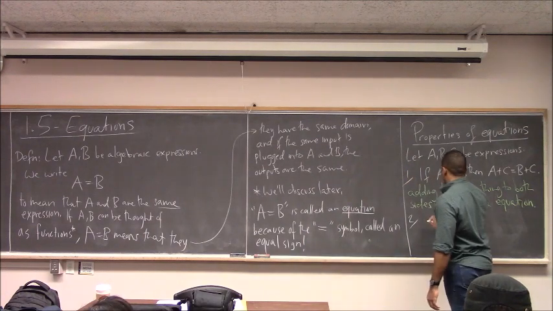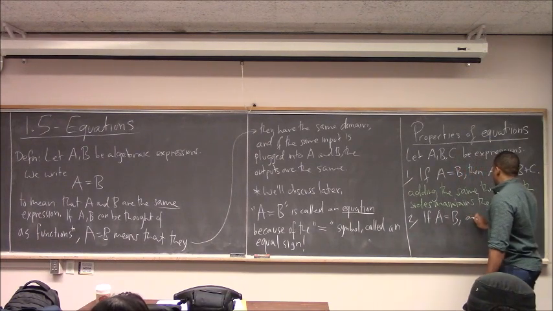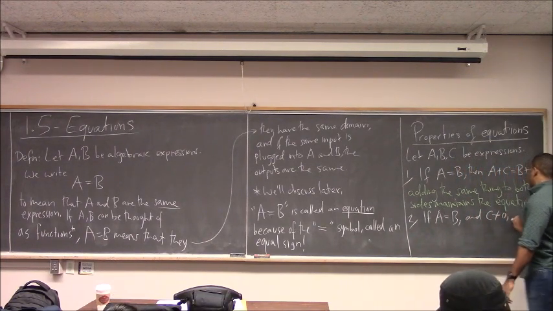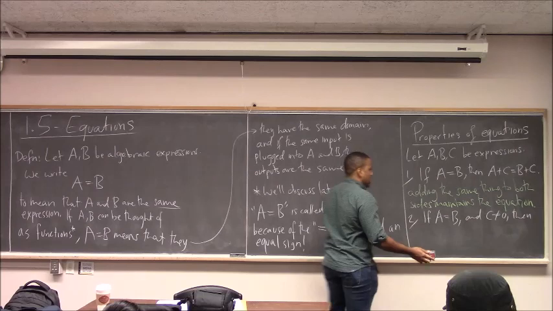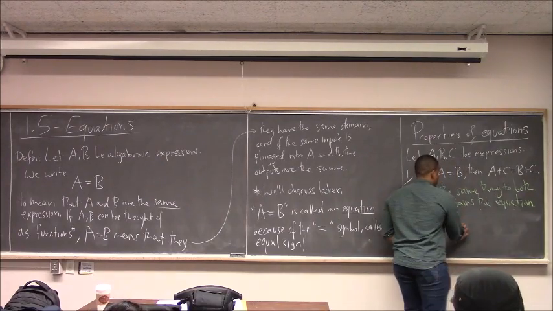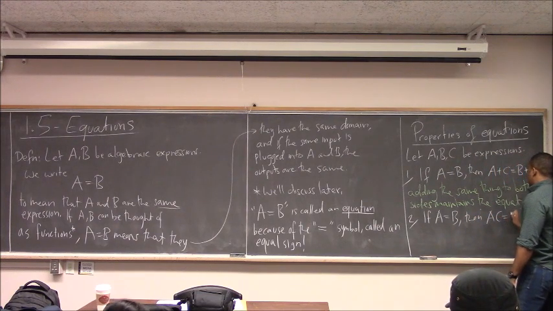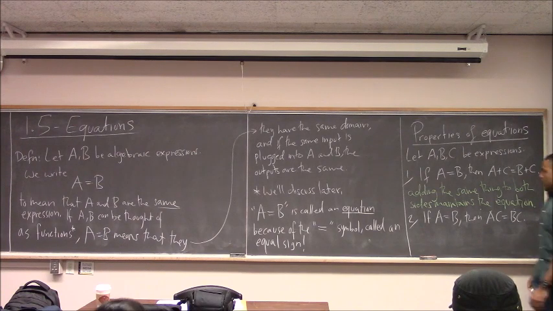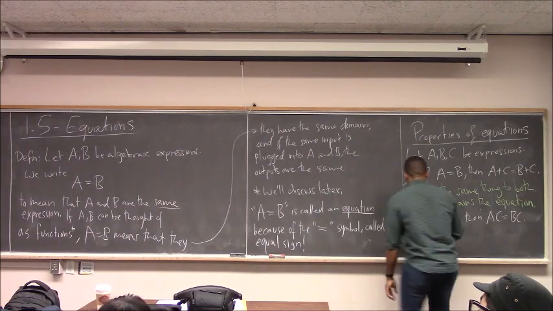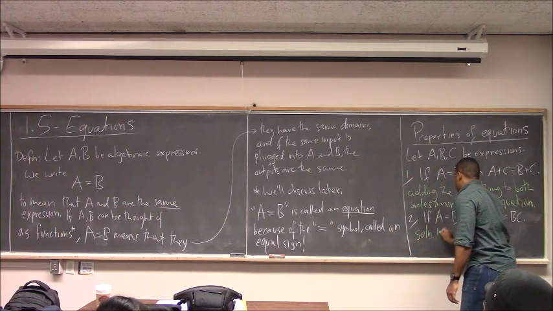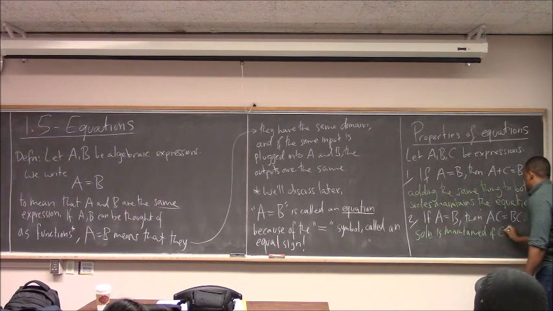Otherwise, if A equals B, then, well, it works even if C is equal to 0, but you usually won't apply it in that case. Then AC is equal to BC. And so you can multiply both sides by the same thing, and the solution is maintained if C is not 0.